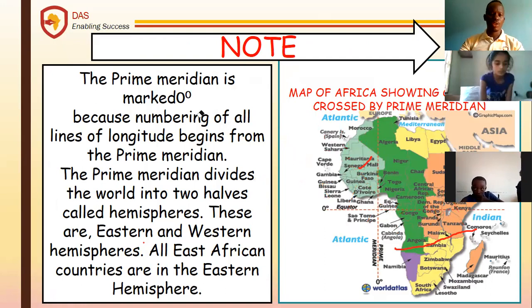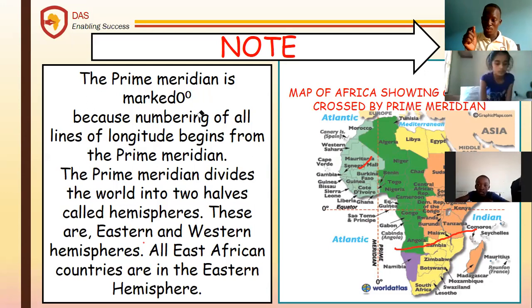The prime meridian is marked 0 degrees, like the equator, okay? It is marked 0 degrees because numbering of all lines of longitude begins from the prime meridian. That's where it begins. From 0 degrees, then to 1 degree, to 2 degrees, to 10 degrees, and you continue to 360 degrees. That's where they stop.